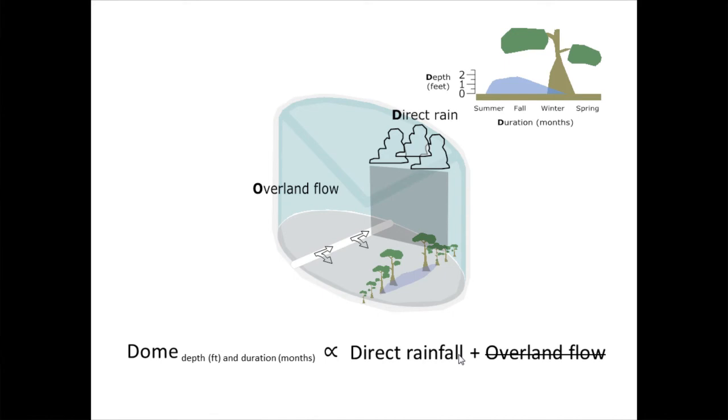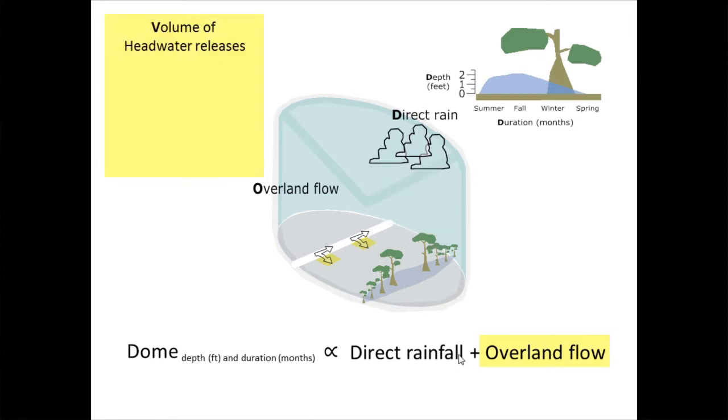So we go back to our back of the envelope. The depth in feet and duration in months of the dome is directly proportional to just direct rainfall now. We don't have that overland flow, and that rainfall is 229,000 acre feet per year. Now, if we brought back that overland flow by putting breaks in the canal and releasing water south, then all of a sudden we can increase the depth and duration of water in our Cypress dome, right?